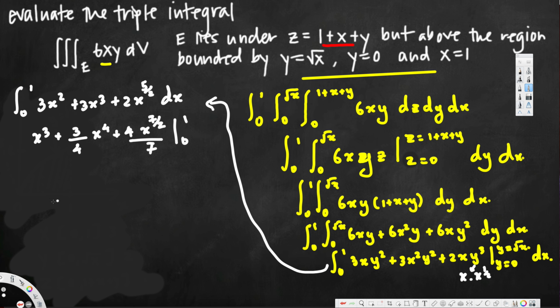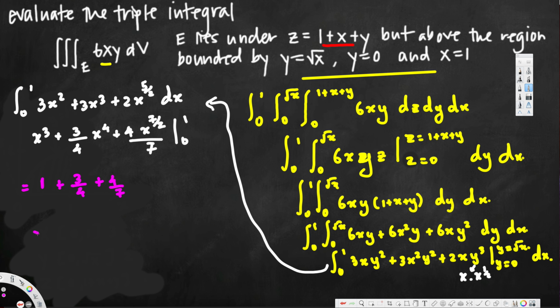Now let's plug this one. If we plug 1 for this one, this is going to be just 1 cube, so that's going to be just 1. Here we are going to have 3 over 4 plus 4, and 1 power 7 over 2, that's going to be just 1 divided by 7, and if we plug 0, everything is going to be 0, so we can just leave it alone.